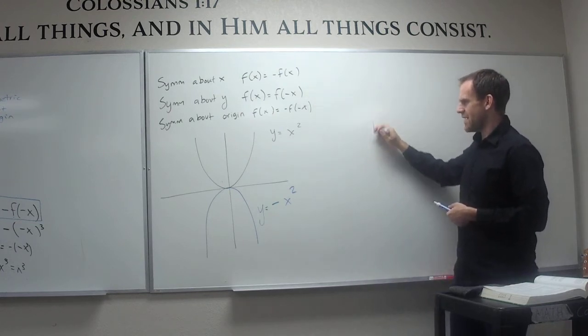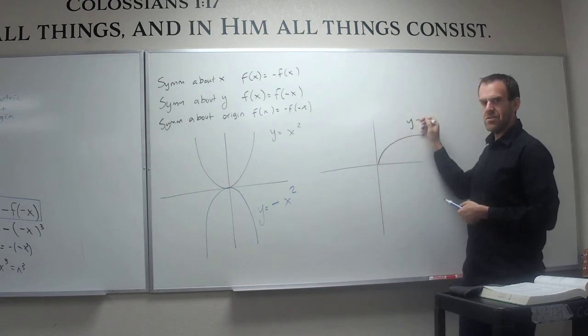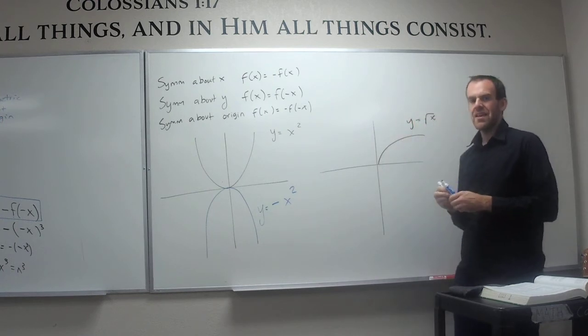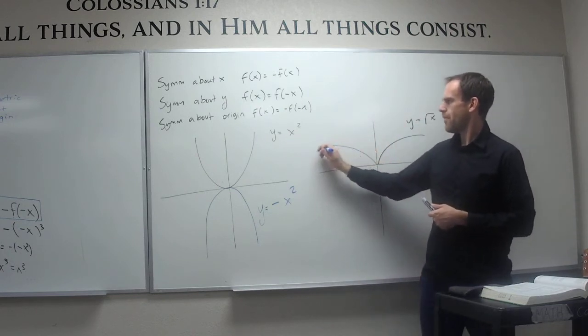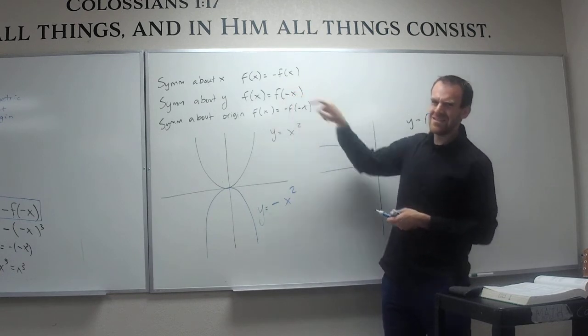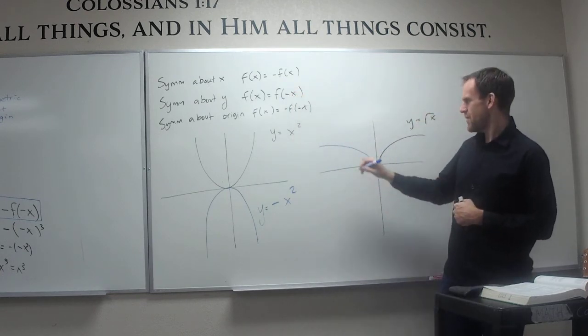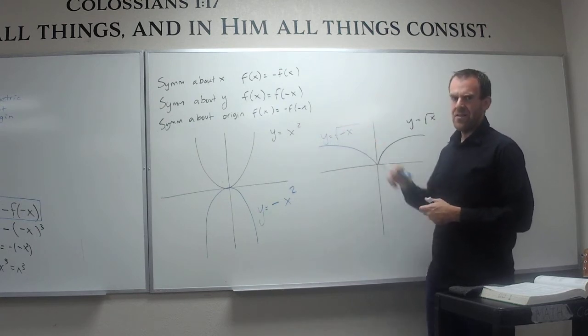symmetric about the y-axis. For example, suppose I have y equals the square root of x. I would like to flip that across the y-axis here. How would I do that? Well, I see here that I need to make inside that function negative in order to flip it. So this would be y equals the square root of negative x.